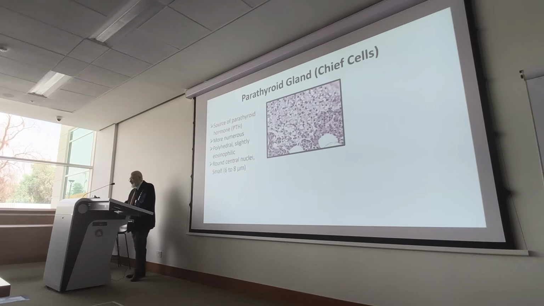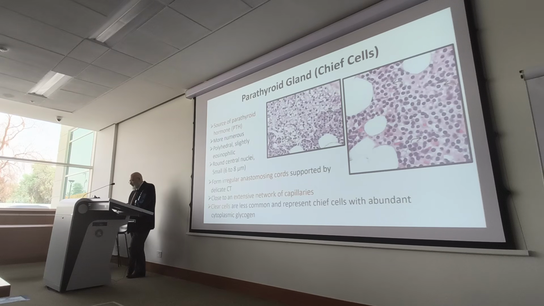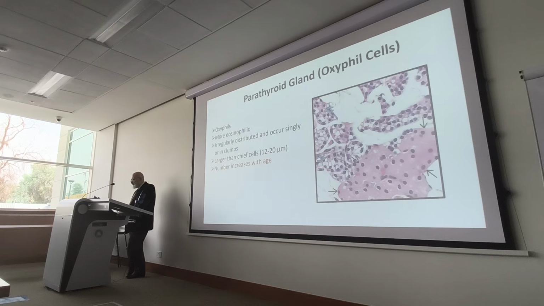And you have two types of cells. The first one is called chief cells. These are the ones making the parathyroid hormone that we'll be talking about, controlling the calcium. These are the more numerous cells. They are slightly eosinophilic. They are rounded and small, about 6 to 8 microns in diameter. They form anastomosing cords with very delicate connective tissue between them. You'll see that in the lab as well. Again, a very extensive capillary network. Some of the cells sometimes look clear. These are the same cells; the chief cells are here, both of these. These are the darker ones, but some of them contain some glycogen in the cytoplasm, and that's why they have a clearer area surrounding the nuclei.